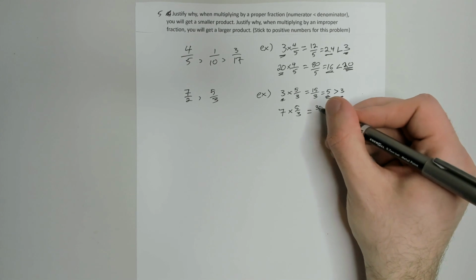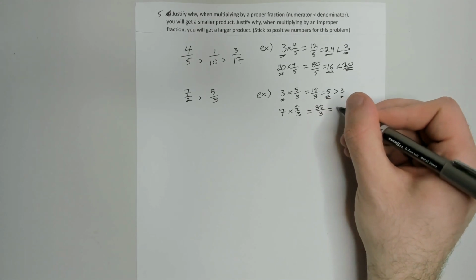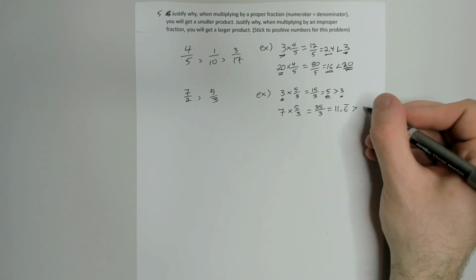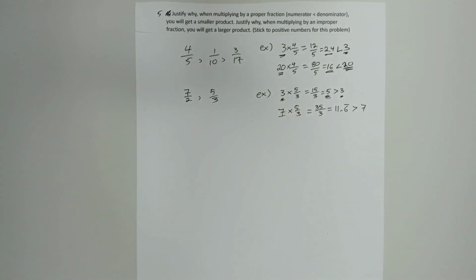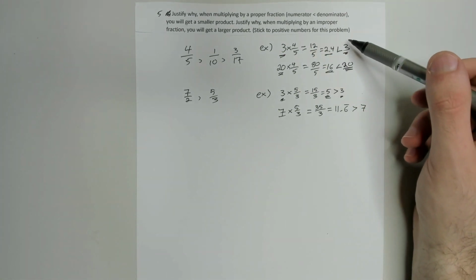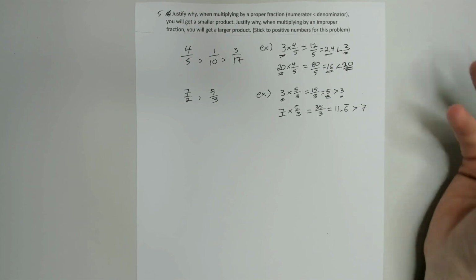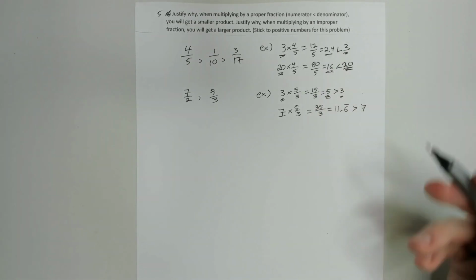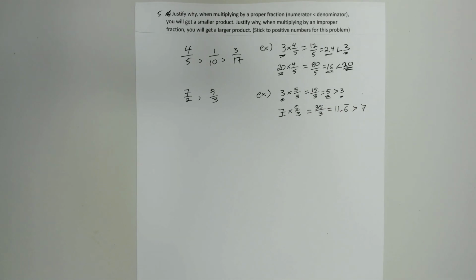I'm going to get 35/3, which is 11.6 repeating, which is, once again, this product is bigger than the number I started with. So there's this pattern where if we multiply by a proper fraction, we're going to get a smaller answer than what we started with. It's going to basically make the number smaller. If we multiply by an improper fraction, it's going to make the number larger, and we need to justify why this is the case. And there's different ways of doing this.